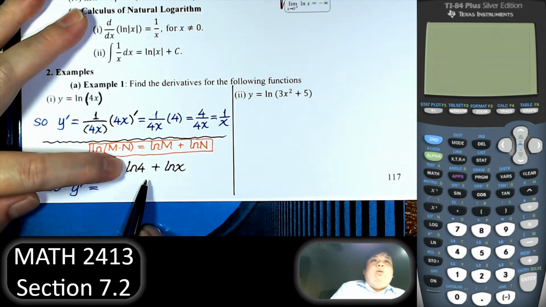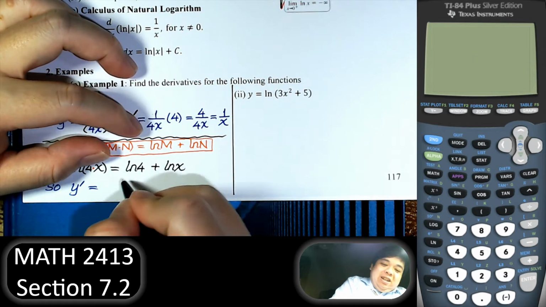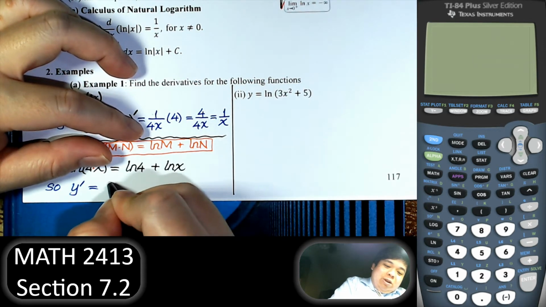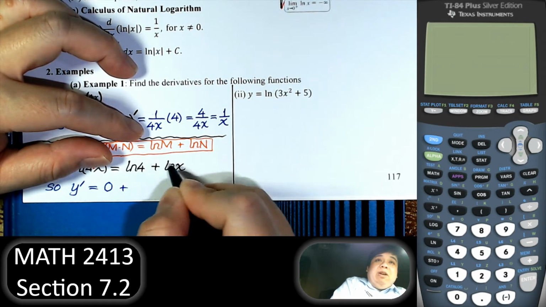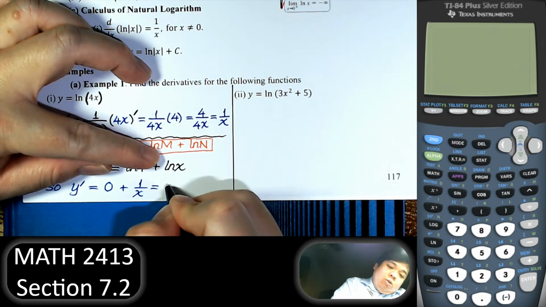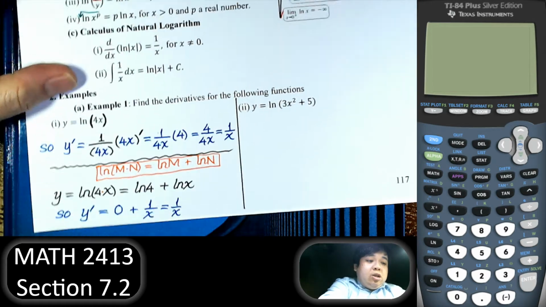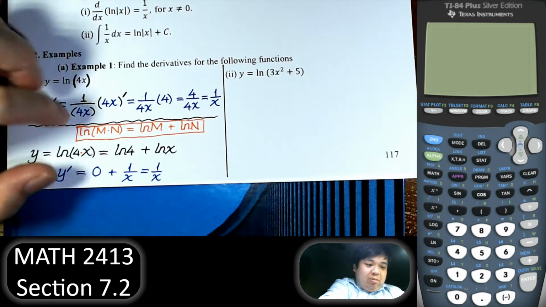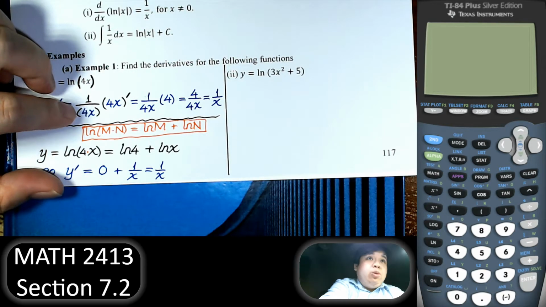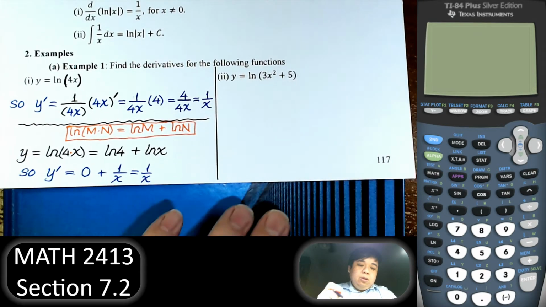The derivative of ln of 4: ln of 4 is a constant. The derivative of a constant is 0. So the derivative of ln of 4 is 0. The derivative of ln of x is 1 over x. So we just have 1 over x. So knowing these properties will save us. We don't even need the chain rule if we know those properties.